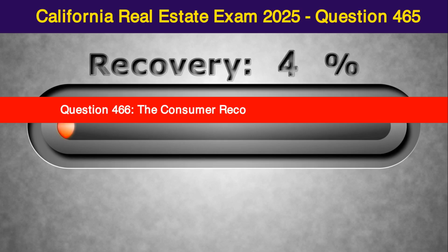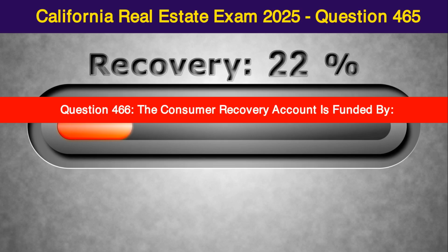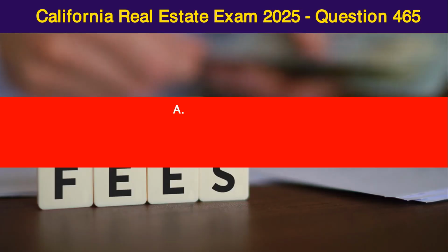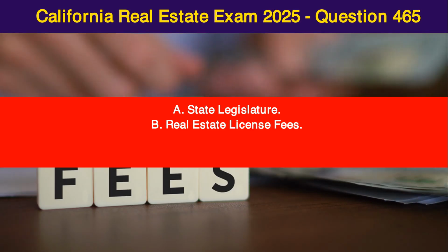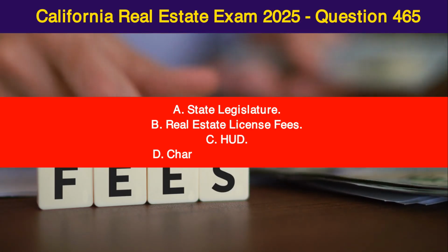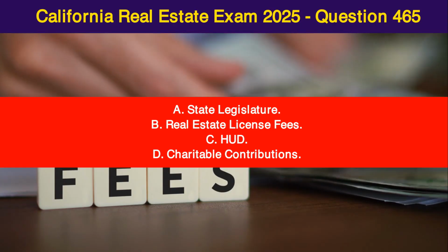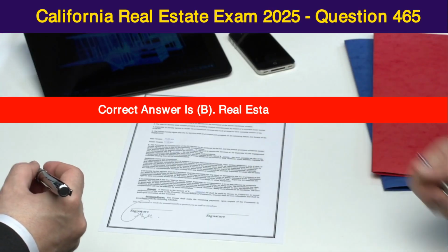Question 466. The Consumer Recovery Account is funded by A. State Legislature, B. Real estate license fees, C. HUD, D. Charitable contributions. Correct answer is B.